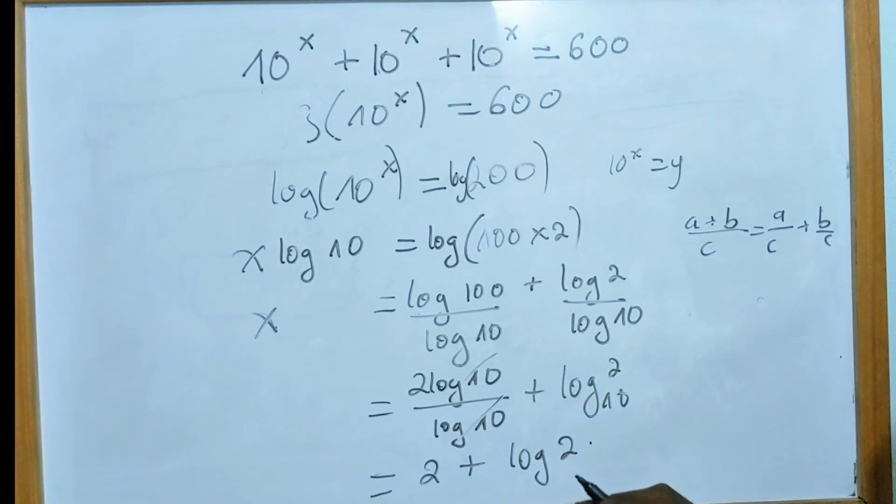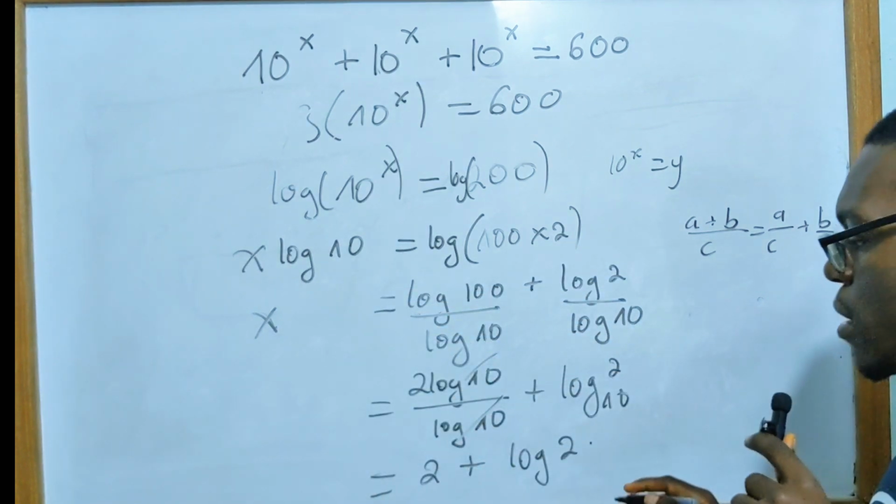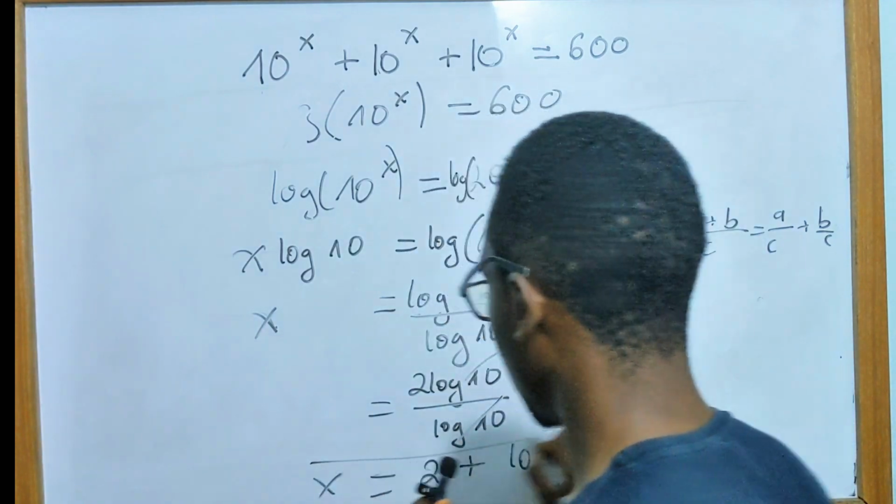When it's base 10, we can just write it like this. When it's base 10, you don't have to put the base down there. Hence our x is equal to this.